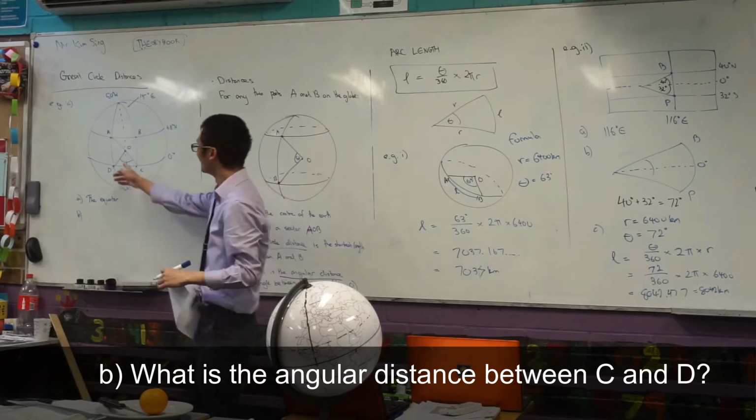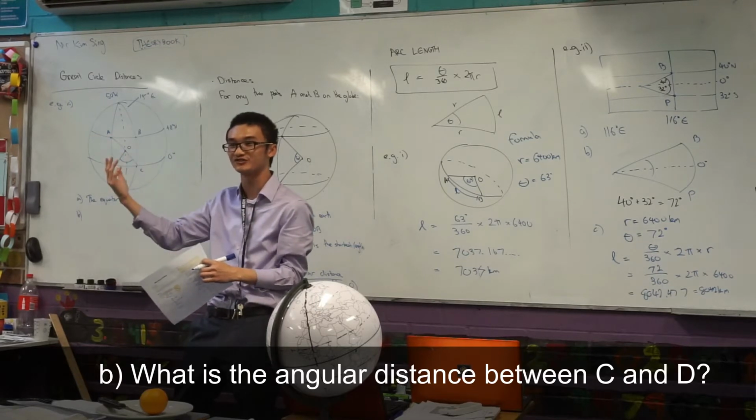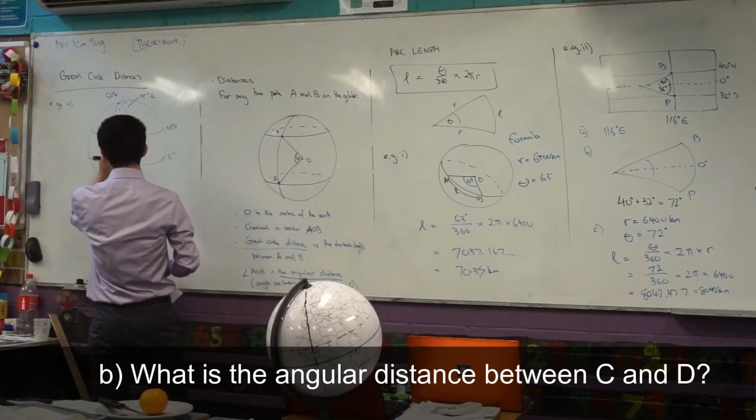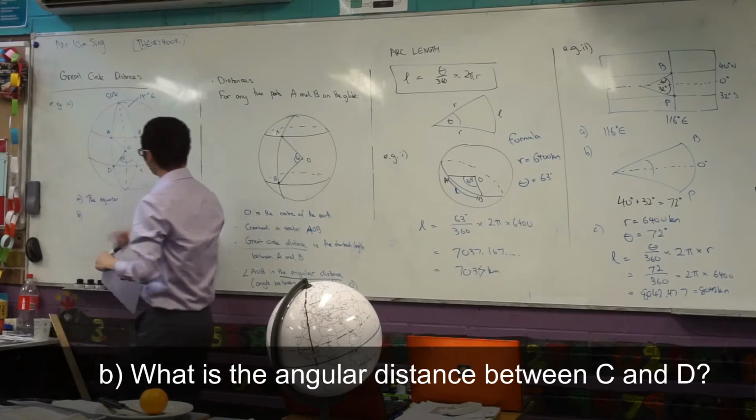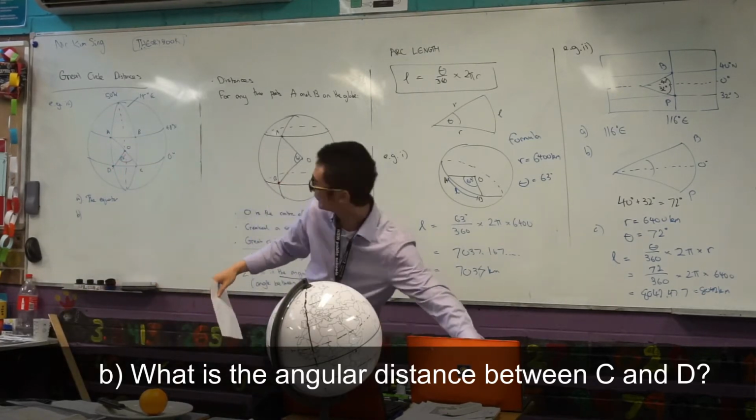So this angle here, I know because I'm crossing between the eastern and western hemispheres, this is going to be 50 degrees. We did that last lesson. And this angle here, what would it be? 15 degrees. 15 degrees, okay?